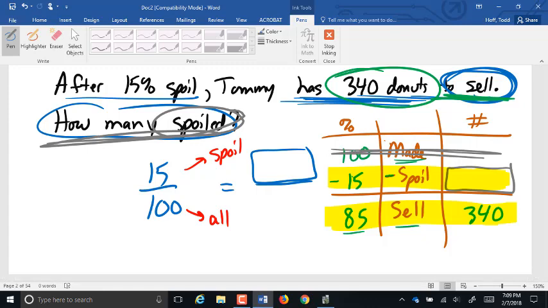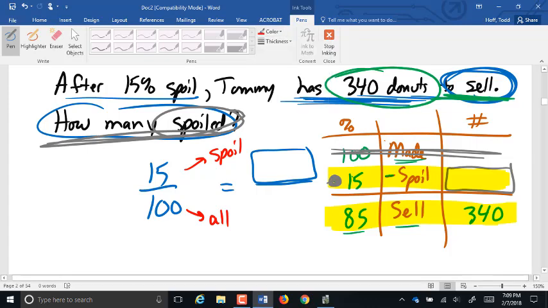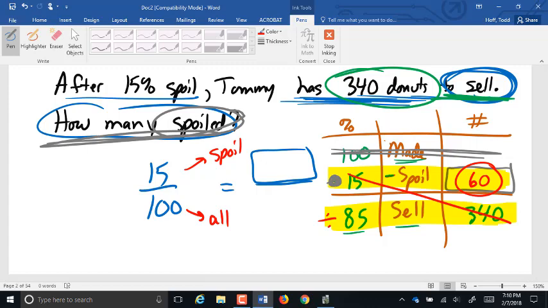How do I find that missing number? Well, I can actually use this table just like a proportion. Within the table, I can cross multiply and divide. Now, I'm going to ignore this negative here. That's not really there. So I can cross multiply and divide, and I can do 15 times 340 divided by 85. Comes out to be 60. Sorry, 60 of them spoiled left us with 340 that were available to be sold.